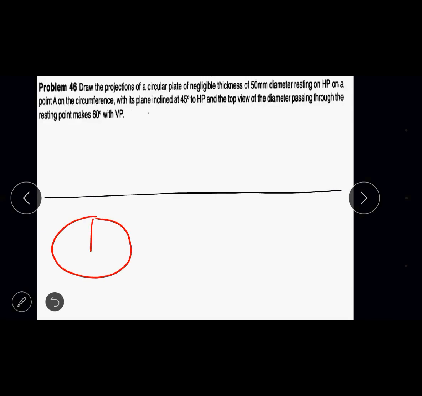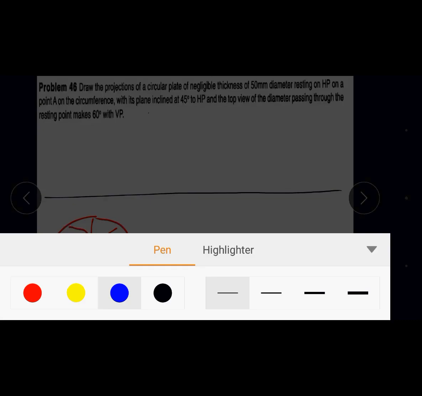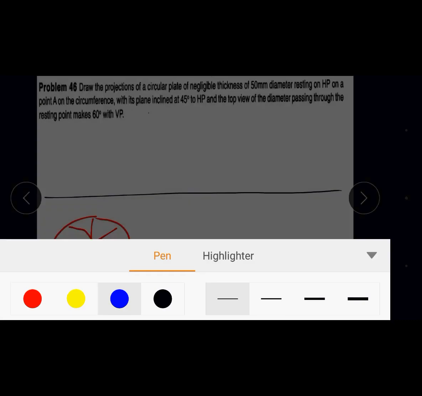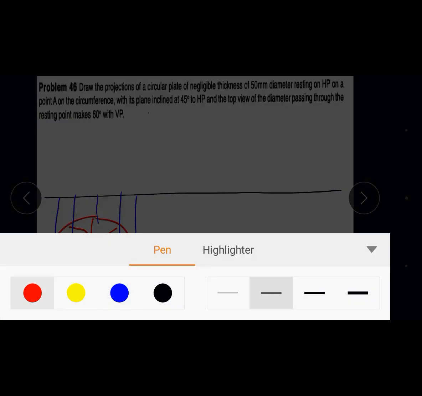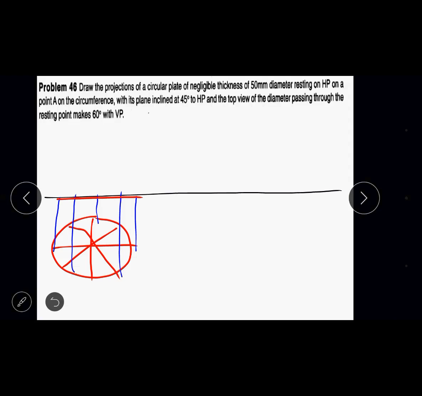So this is a circle, and I have divided it into 8 parts. Then I'll draw the projection lines. So these are the 4, and in total 5 vertical projection lines, and with this I'll get the front view. This is the front view. Then in the next figure, HP inclination.